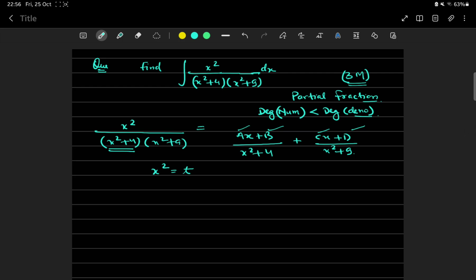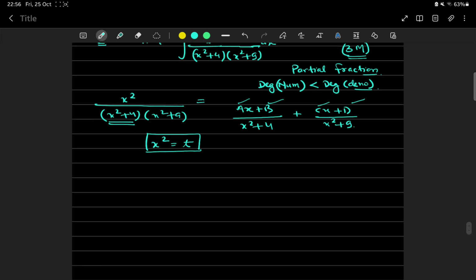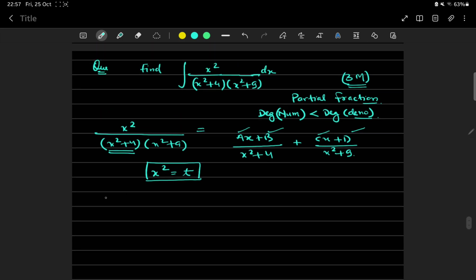Now this is not the substitution method that we have discussed in integration, the method of integration by substitution. That is not what we are applying here. We are simply applying a trick, that x square is everywhere, so we can take x square equals to t. If we had applied integration by substitution, then we would have to differentiate it also, 2x dx equals dt like that, but we are not going to do it here. Okay, so if this type of question comes in the exam, then you have to proceed like this only.